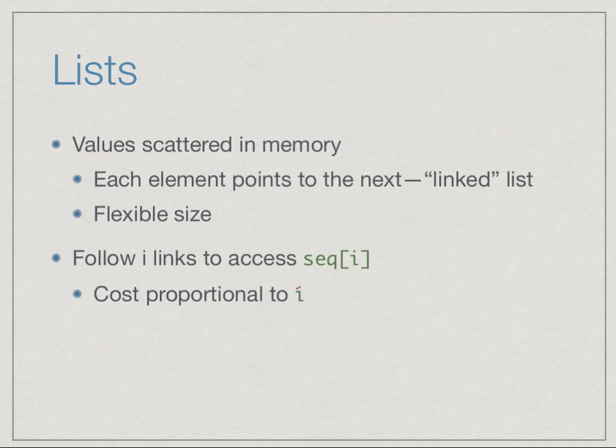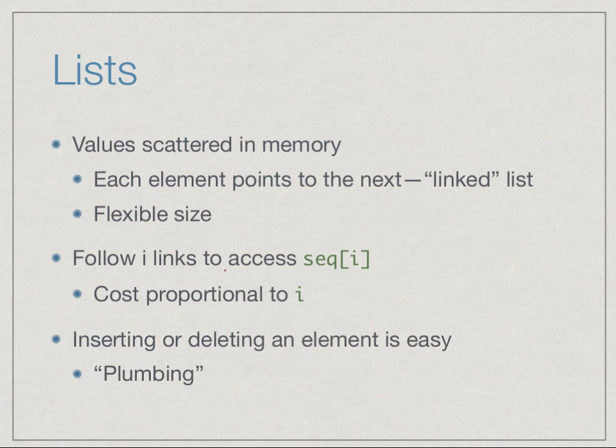So since we have to follow these links, the only way to find out where the ith element is, is to start from the 0th element, then go to the first element, then go to the second element, and so on, because a priori we have no idea where the ith element is. So after i steps, we will reach the ith element. And if we have a larger value of i, it takes longer to get there. So accessing the ith position in a sequence when the sequence is stored as a list takes time proportional to i. We can't assume that we can reach any position in the list in constant time, unlike in an array.